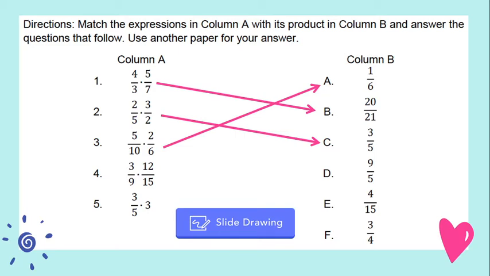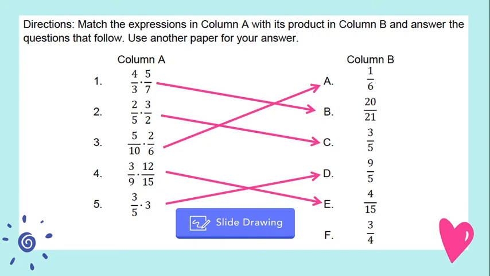Next, number 4. We have 3 over 9 times 12 over 15. What is your answer? Very good. The correct answer is letter E, 4 over 15. And last, number 5. We have 3 over 5 times 3. Is it letter D or letter F? If your answer is letter D, you're right. That is 9 over 5. Now, the question is, how did you get the answers in column A?